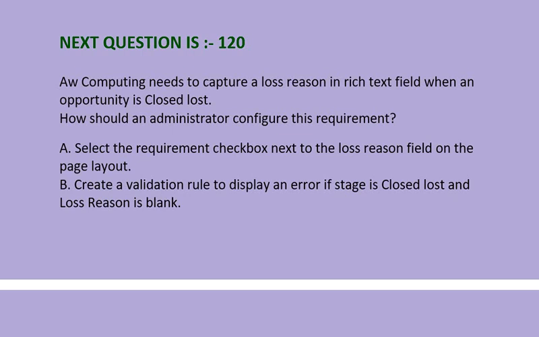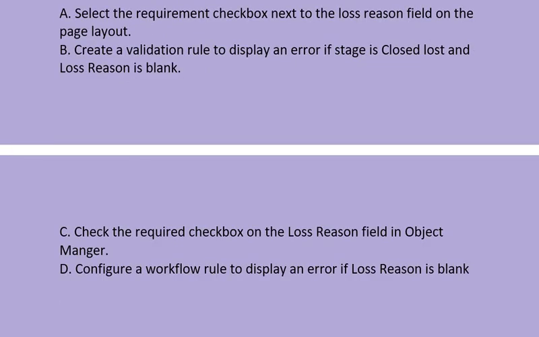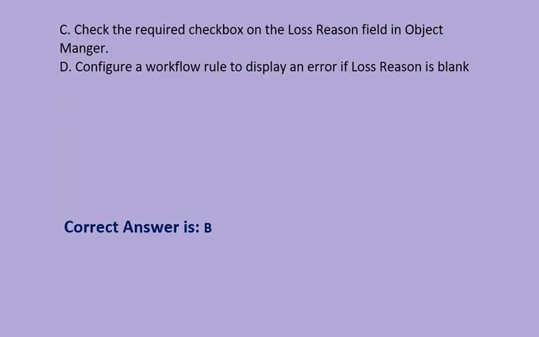Option A, select the required checkbox next to the loss reason field on the page layout. Option B, create a validation rule to display an error if stage is closed lost and loss reason is blank. Option C, check the required checkbox on the loss reason field in Object Manager. Option D, configure a workflow rule to display an error if loss reason is blank. Correct answer is option B.